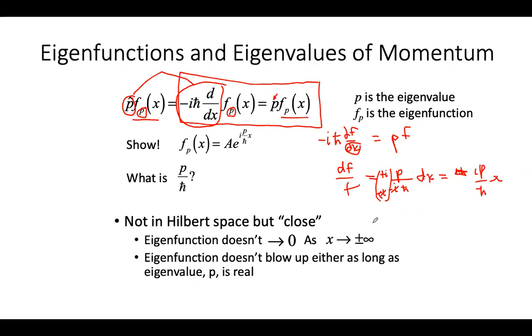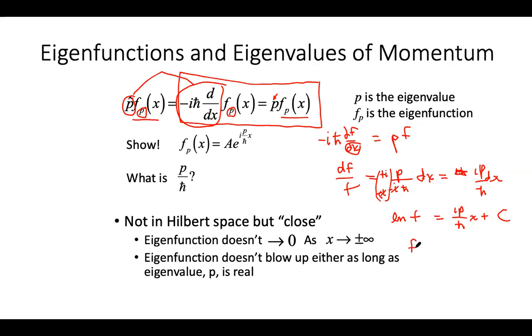The next thing I do is I integrate both sides, right? So the integral of df over f is the natural log of f. And that's a dx. The integral of this is i p over h bar times x plus a constant, right? All right, and so to solve for f here, which really, I said I dropped the subscript, is f sub p, I exponentiate both sides, right?